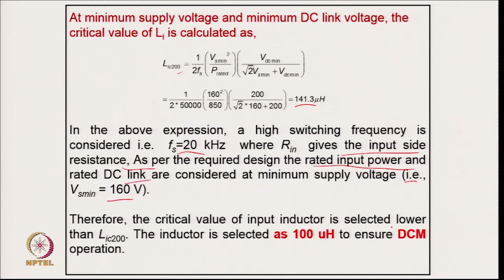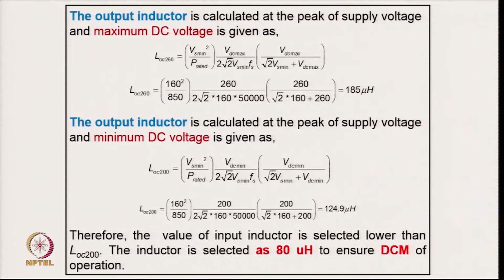Therefore, the critical value is selected lower than this one for 200 volt, and the inductor is selected certainly much lesser than either of the two values. So it is selected typically as 100 micro Henry to ensure the DCM discontinuous mode of operation over a wide voltage range as well as a wide varying load range. Now, coming to the output inductor, that is also supposed to be designed typically for discontinuous mode.